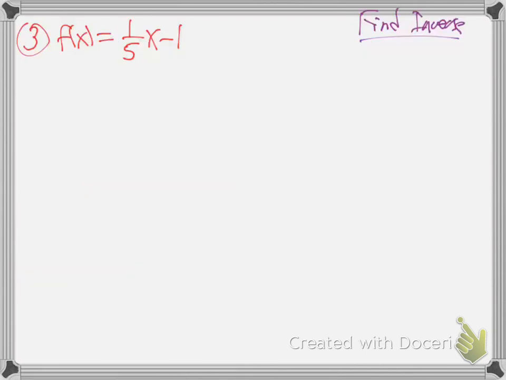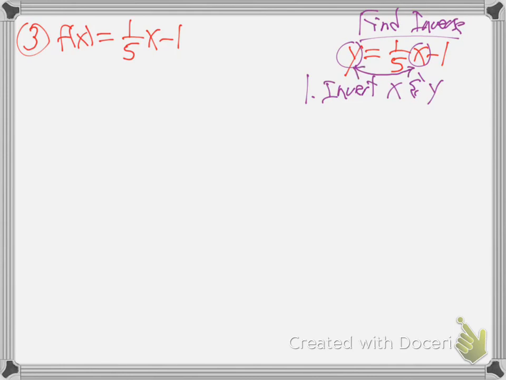So there we go. Okay, so here's number 3. Give me a function. Want me to find the inverse. So remember, this is y on the outside here. So this is y is 1/5 x minus 1. What's step 1? Invert. To find an inverse function, you invert x and y. So these guys will trade spots. Becomes x on the outside, y on the inside. Okay, now step 2 is solve for y.